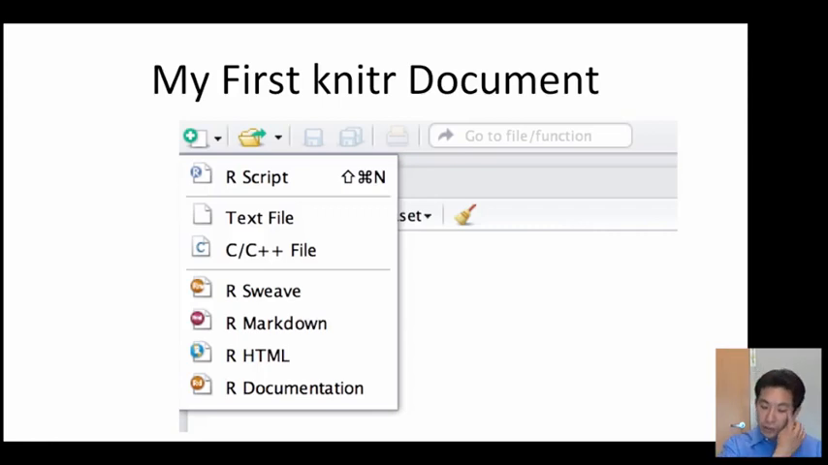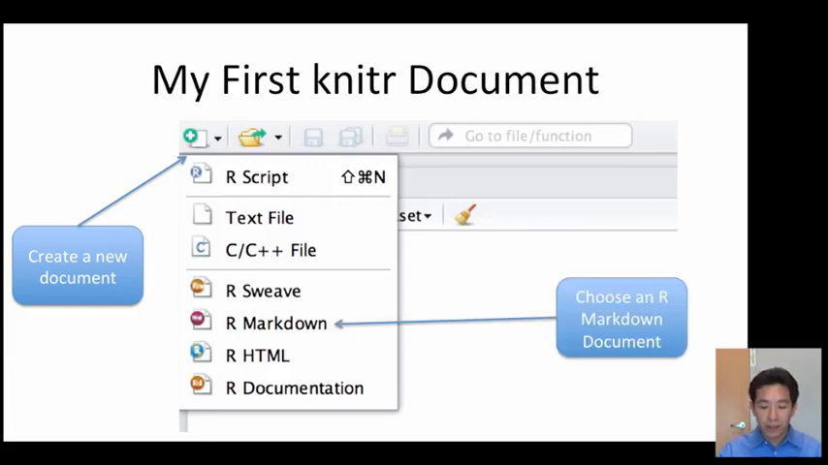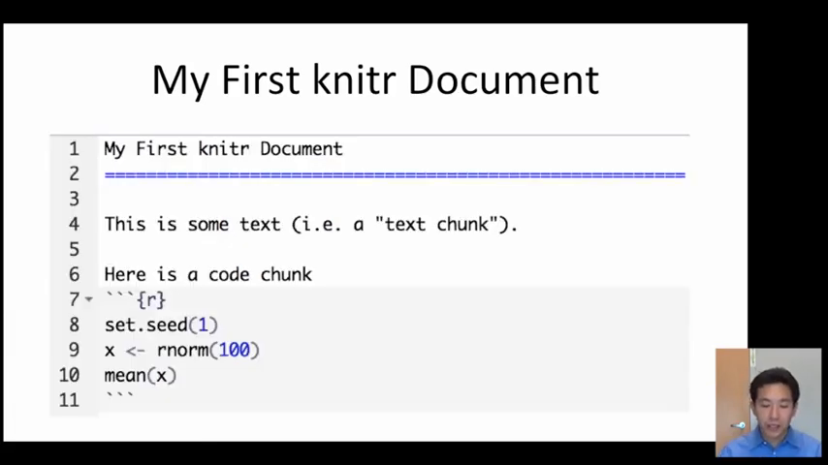If you click on the new document button on the upper left, you'll see there are a variety of options, and you can click the R Markdown option to create a new Markdown file that'll have your text and code. So here's a basic R Markdown document. R Markdown is basically Markdown with R code embedded in it.